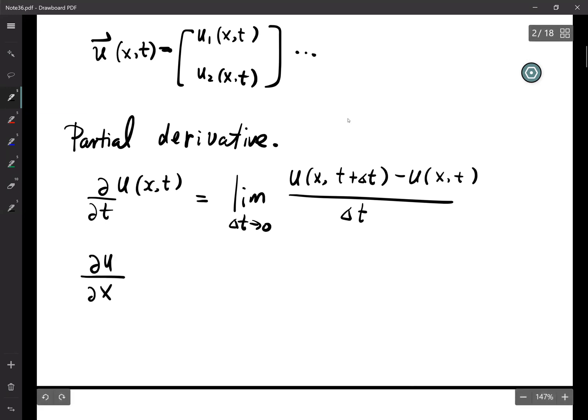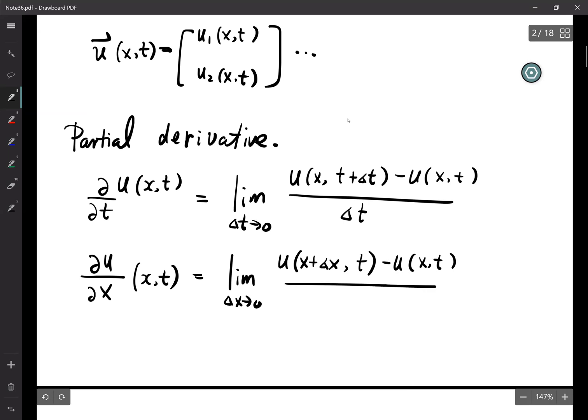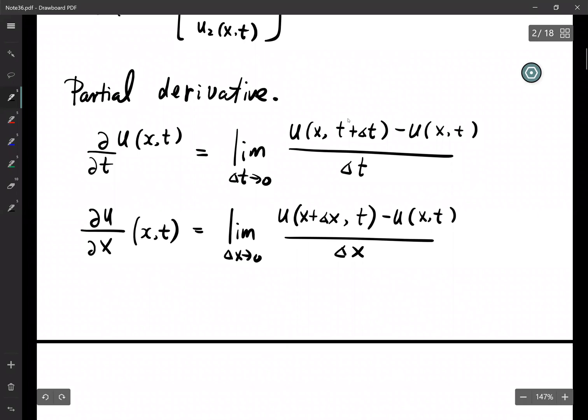Similarly, I can consider partial u, partial x. The definition is exactly the same, but now the infinitesimal change is moved along the x direction, and the t variable stays put. I divide by delta x. Any question?